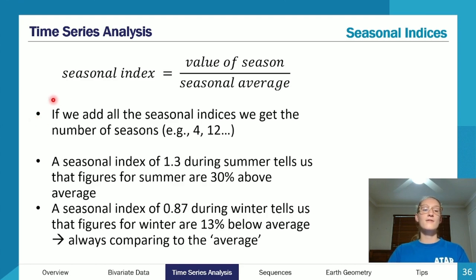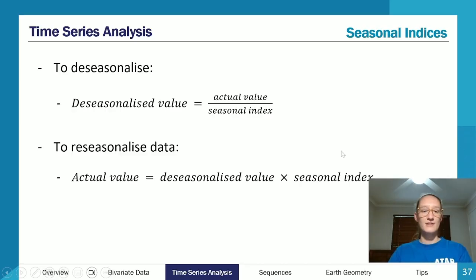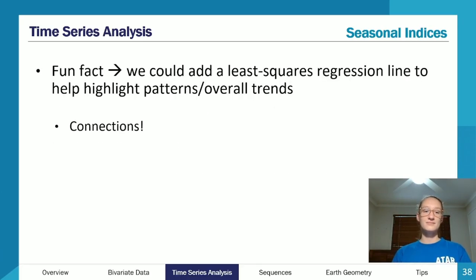So that can be helpful if you've got to find an unknown seasonal average as well. And again, if it's 0.87, that means that it's 13% below average. We're always coming back to the average. Like with any formula, it can be rearranged. So if we have our deseasonalized value, but we want to re-seasonalize the data to get back to the actual value, we can rearrange our formulas to do so.